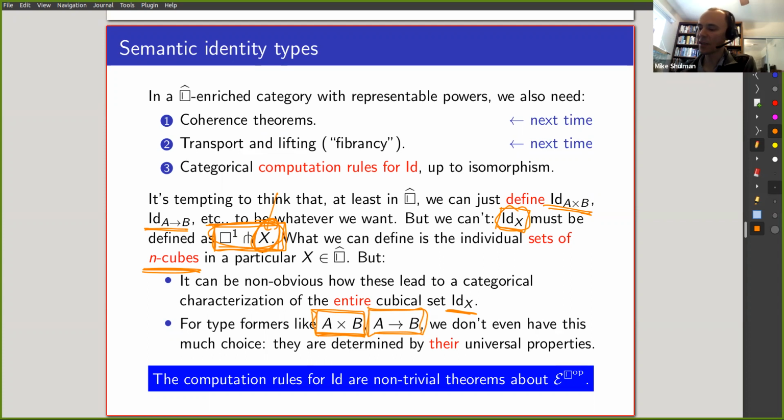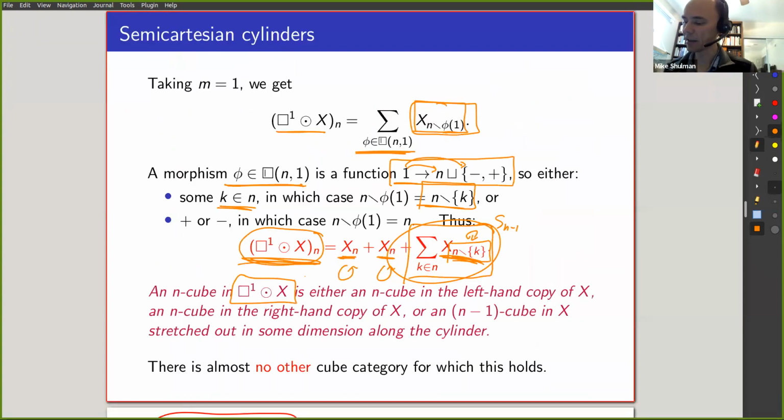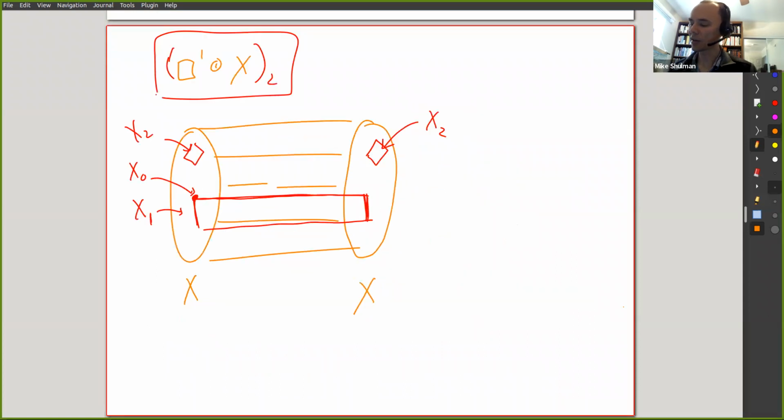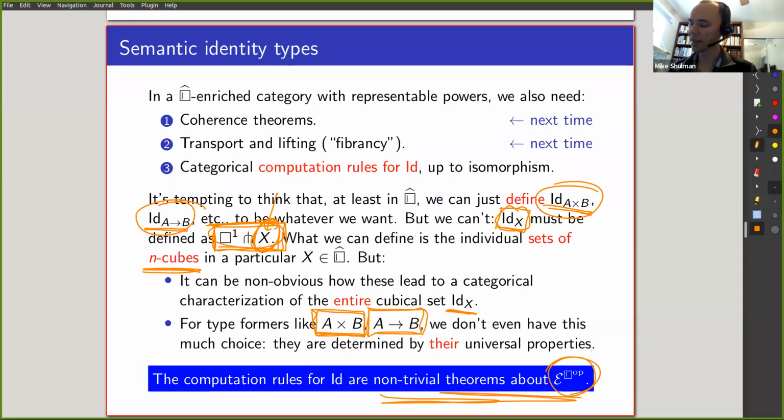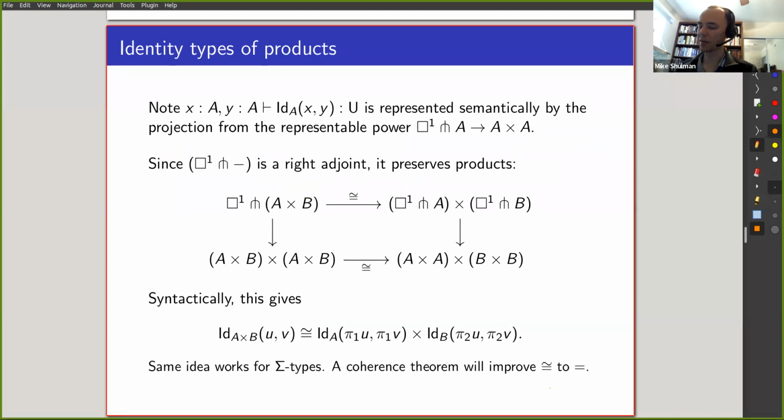So to have these computation rules for id of A cross B or id of an arrow and so on, we really have to prove non-trivial theorems about cubical sets, or more generally about cubical objects. And this nice property of the cylinders in our semi-Cartesian cubical sets is actually what lets us prove these theorems.